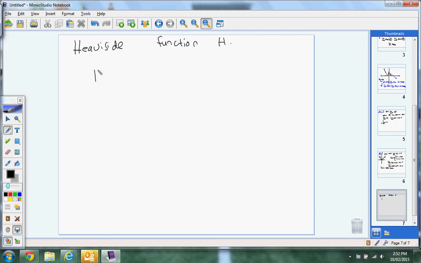So H of T represents this like electrical current switch. So you have 0 current if T is less than 0, like if you haven't turned it on, I guess is the best way to put it. Let me check my notes here. Yeah, so T less than 0 gives 0, and then you have current if T is greater than or equal to 0.